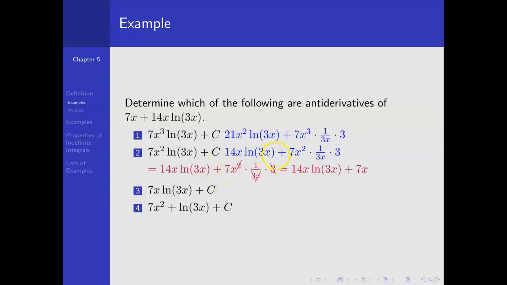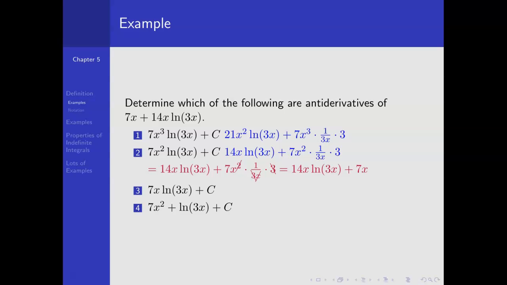Because we have the 14x natural log of 3x, which we've got right there, we want to see if we can simplify that second term. We've got an x that will cancel from the x squared and the x in the denominator. We can cancel the 3's, and that leaves us with 14x natural log of 3x plus 7x, which is the function we started with. So there, number 2 is an antiderivative.